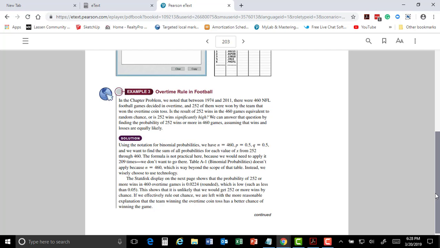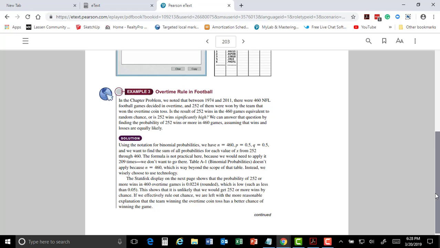So anyway, 252 out of 460. Well, half of that is 230, so it's slightly more. I don't know if it's significant. The overtime toss result, 252 wins in 460, is equivalent to the random variable of 252, and they want to know if that's significantly high. I don't think so, because it's close to the 50% mark, right?